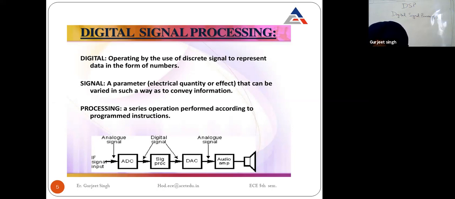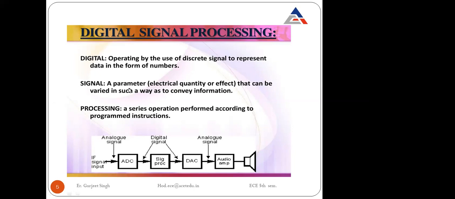The second one is the signal. Signal means a parameter that can be varied in such a way as to convey information. A signal may be defined as a variable parameter by which information is conveyed through electronic devices or circuits from one place to another place. Then the third one is the processing.